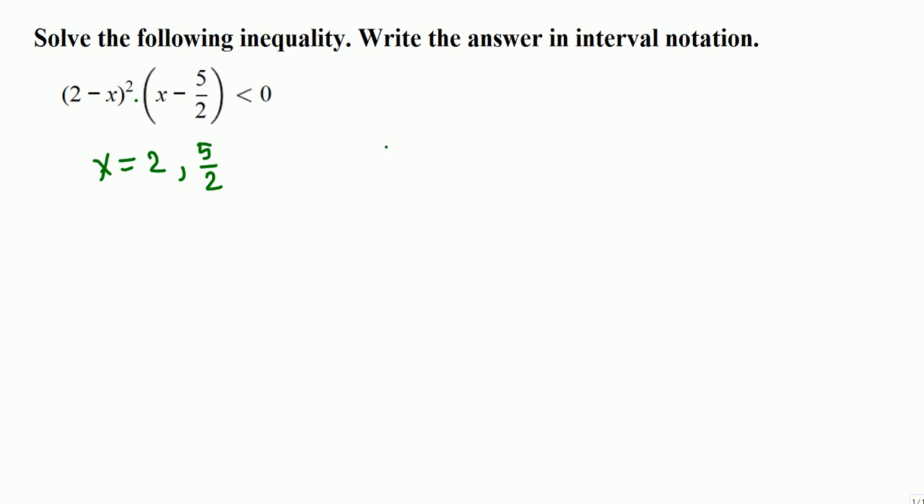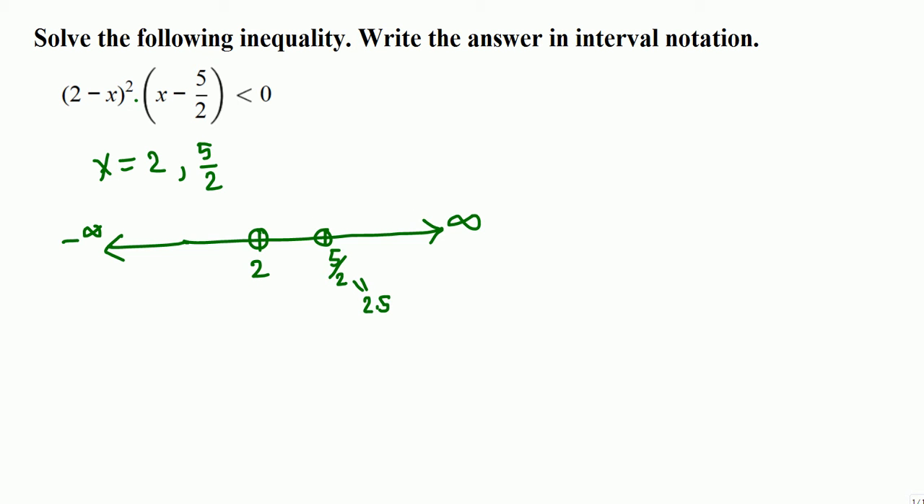Now we locate these two zeros on the number line, negative infinity through positive infinity. 2 and 5 halves is the same as 2.5, so here is 2 and here is 5 halves, which is 2.5. And we have strictly less than 0. That means when we write the answer, we have to use parentheses. So I'm going to put circles. Circle means parentheses.